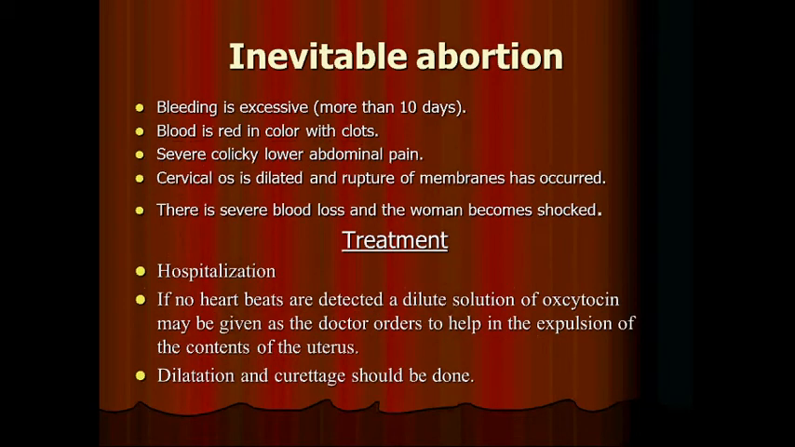Inevitable abortion. Bleeding is excessive, more than 10 days. Blood is red in color with clots. Severe colicky lower abdominal pain. The cervical os is dilated and rupture of membranes has occurred. There is severe blood loss and the woman becomes shocked. Treatment: hospitalization if no heartbeats are detected. A dilute solution of oxytocin may be given as the doctor orders to help in the expulsion of the contents of the uterus. Dilatation and curettage should be done.